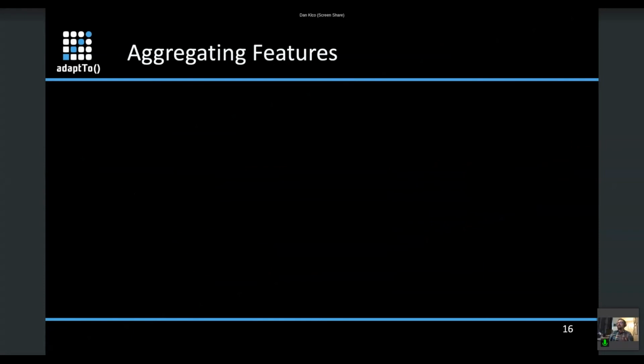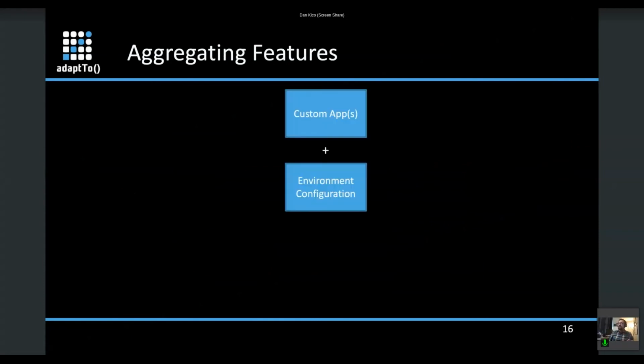So how does that feature aggregation work, just to start out? So I start off with my custom applications plus the environment configuration. So that's any secrets, any configurations that are specific to that particular environment, so I can support multiple environments, or I can put things in a secret file that's not going to get pushed into source control.